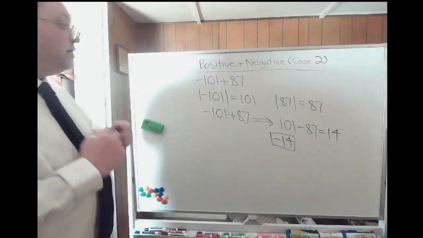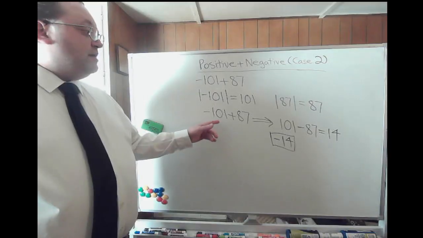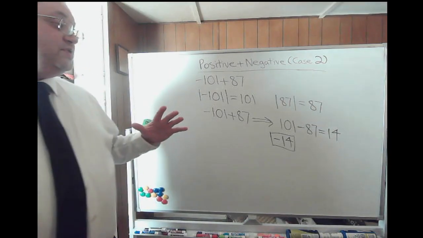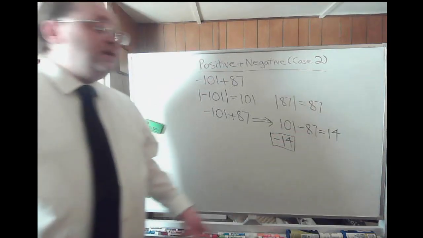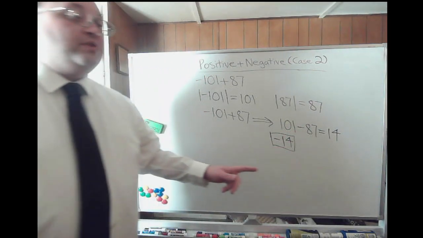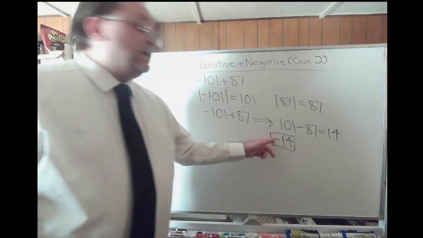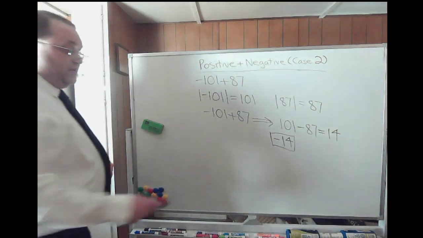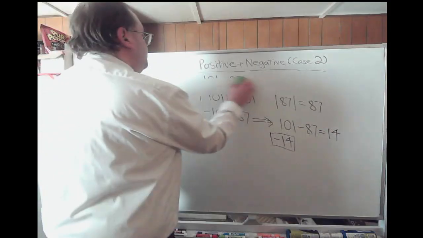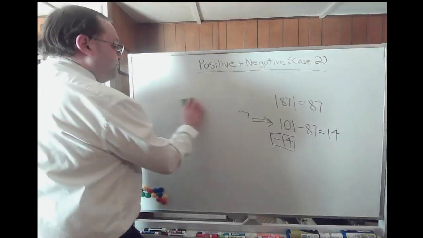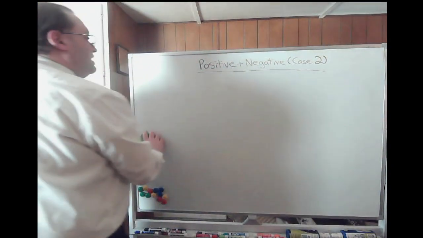So you can temporarily, whenever the absolute value of the bigger number is negative, meaning you're going to get a negative result, switch places, make the 101 positive, the 87 negative, and have a simple subtraction problem of 14. But to get your final result, you throw a negative sign on the front, which would give you negative 14 for your answer. And yes, we're going to go over more of these. We will definitely go over more of these.